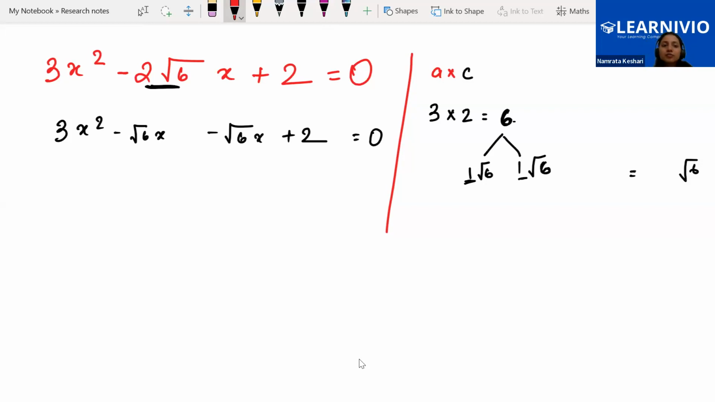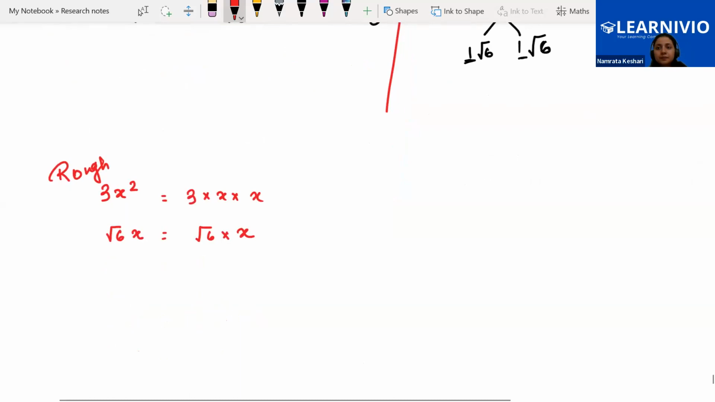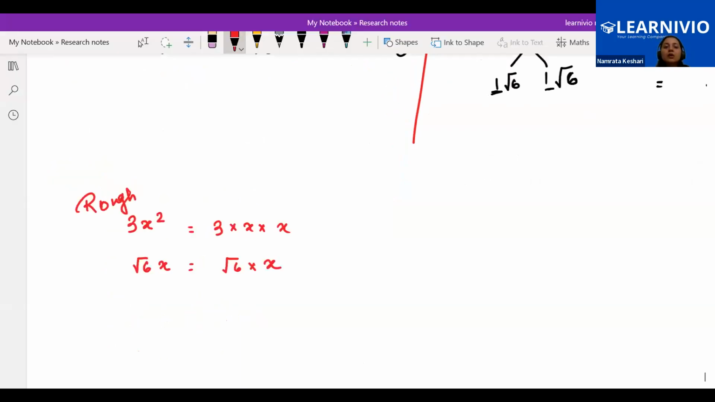Let's take the common factor. We will be taking this part and we will try doing the factorization, and then we will check what is the common factor. In the rough portion we can do. We can take it as 3 into x into x, and this one can be taken as root 6 into x, right, Zoha? Yes. So we can take x as common.